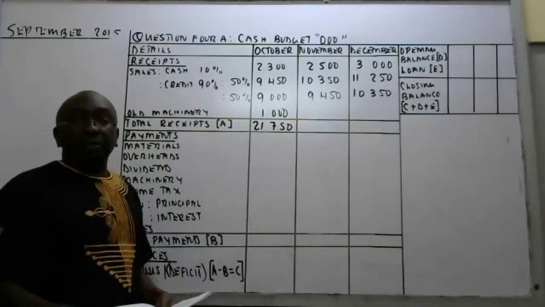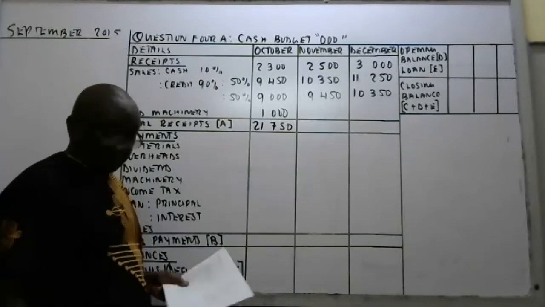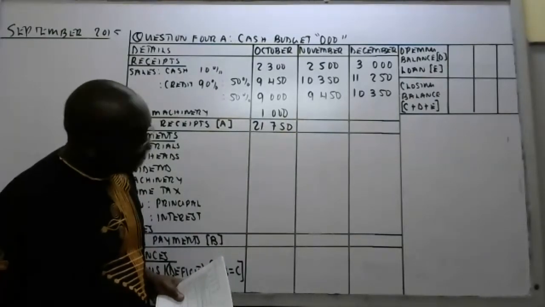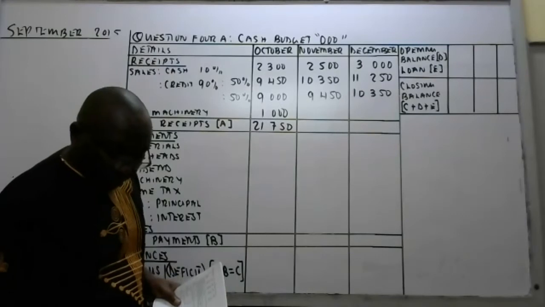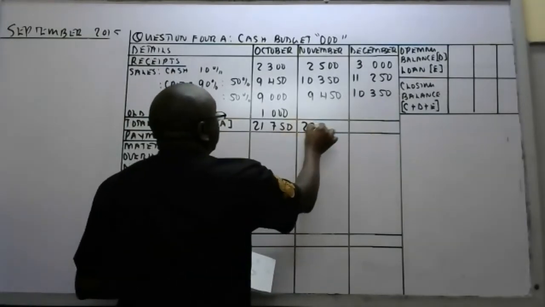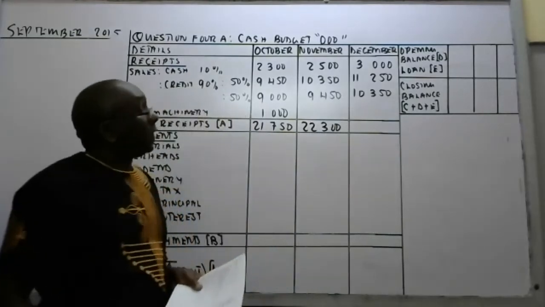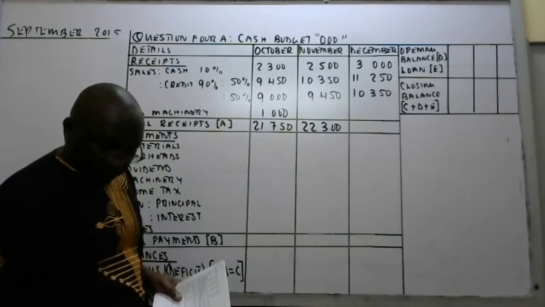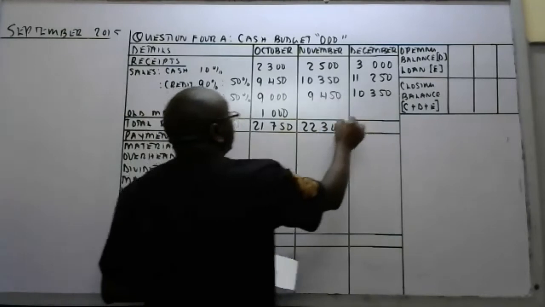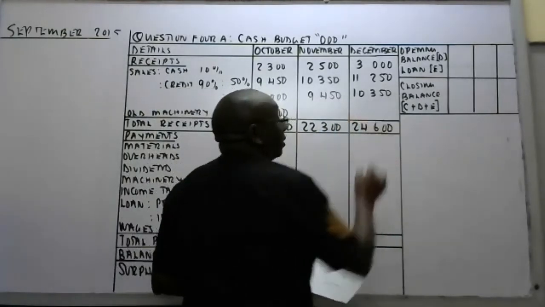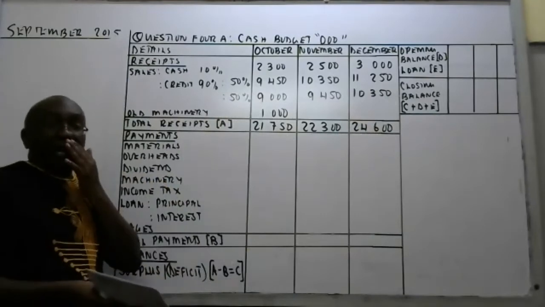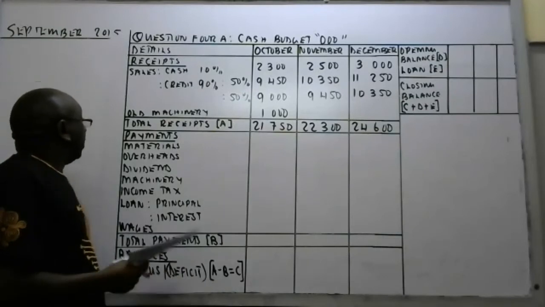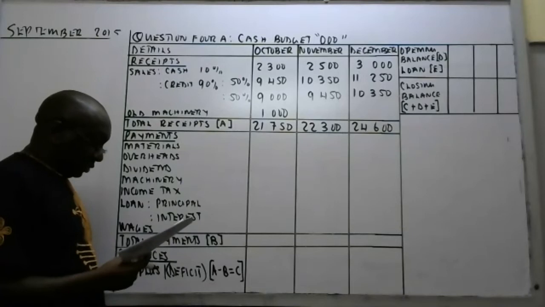Twenty-one, 750. Abigail, you can unmute yourself. You also be giving us the figures straight. 22,300. 24,600. Are you in agreement, Abigail? Yeah. Okay, so you proceed. All right. Then let's go to the side of payments.